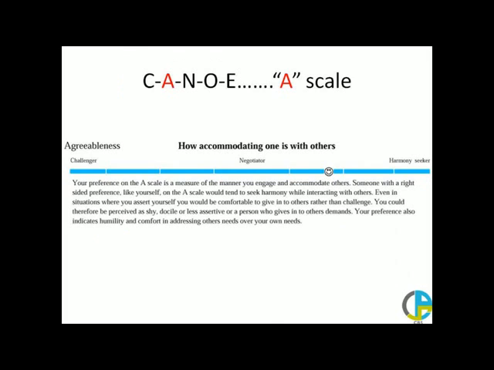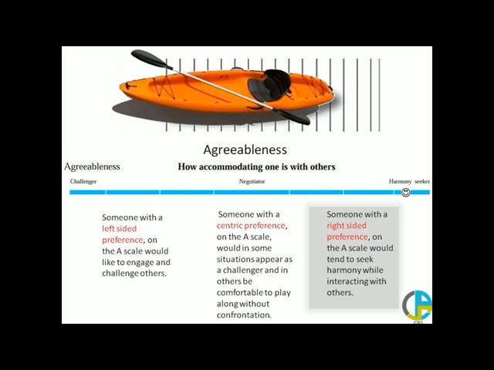The A scale stands for agreeableness, or how accommodating one is with others. If you look at the continuum in blue, it talks about the left-sided preference, the right-sided preference, and the middle preference. The left-sided preference is someone who's a challenger. The right-sided preference is someone who's a harmony seeker. And someone with a middle preference is a negotiator.